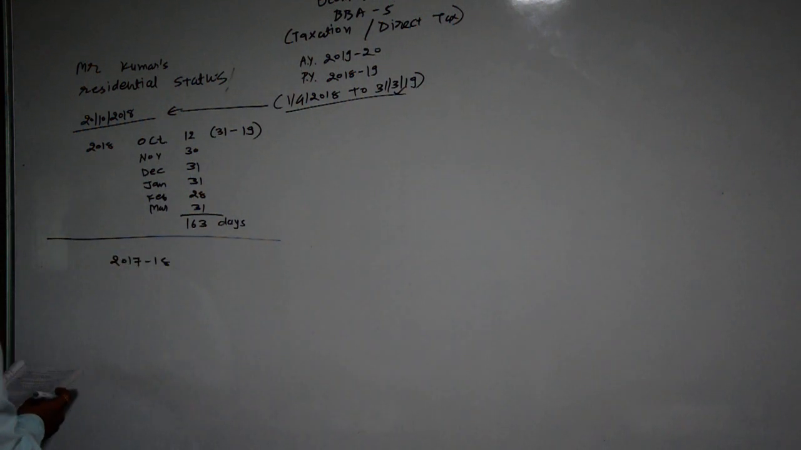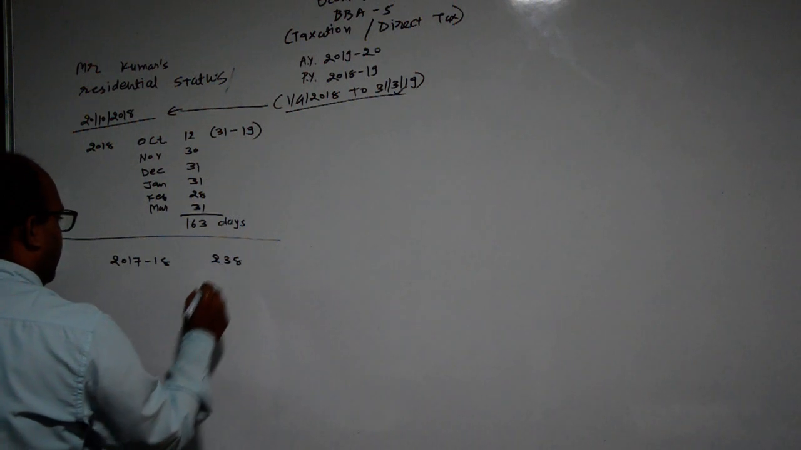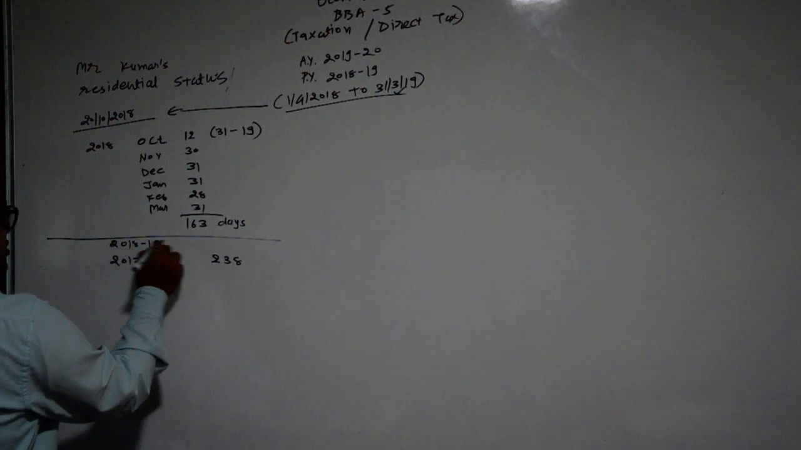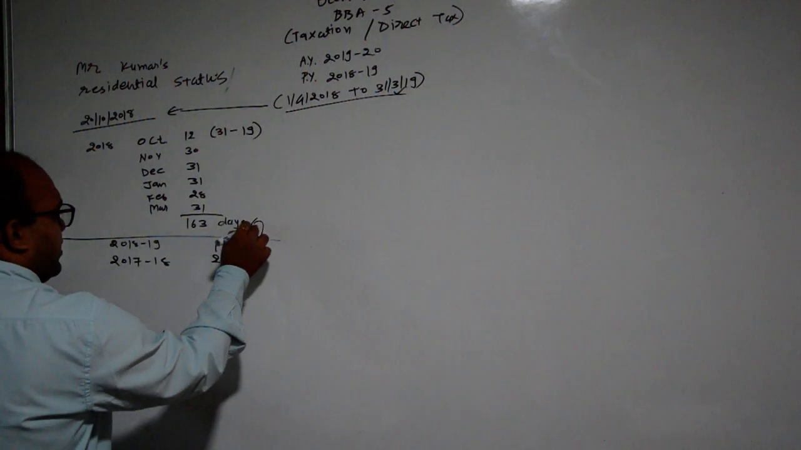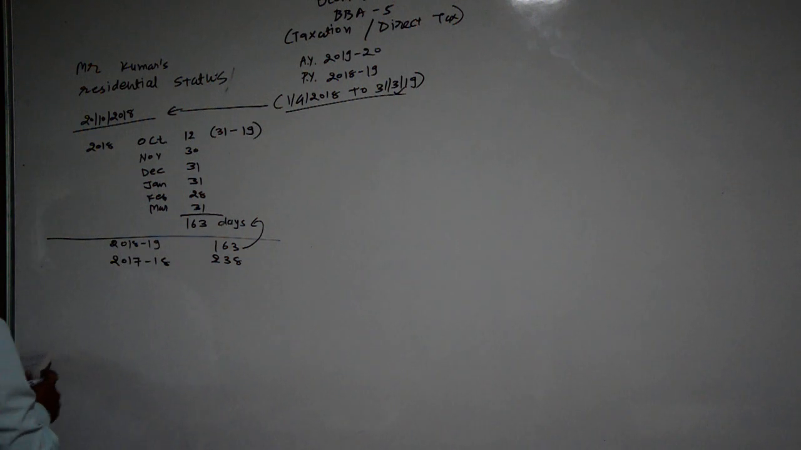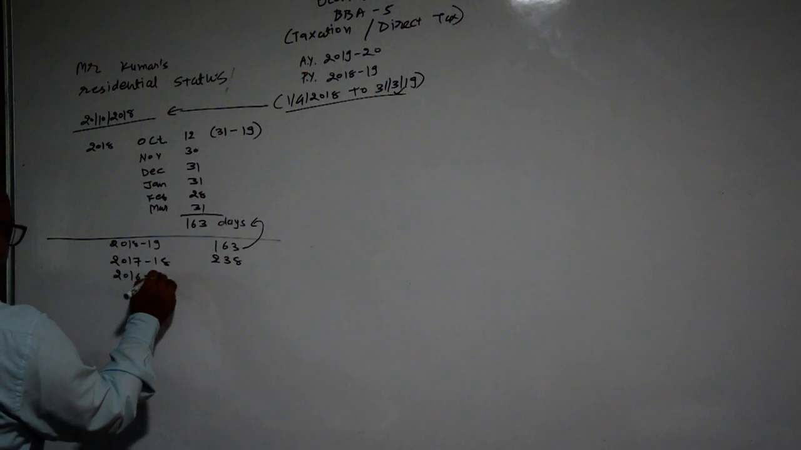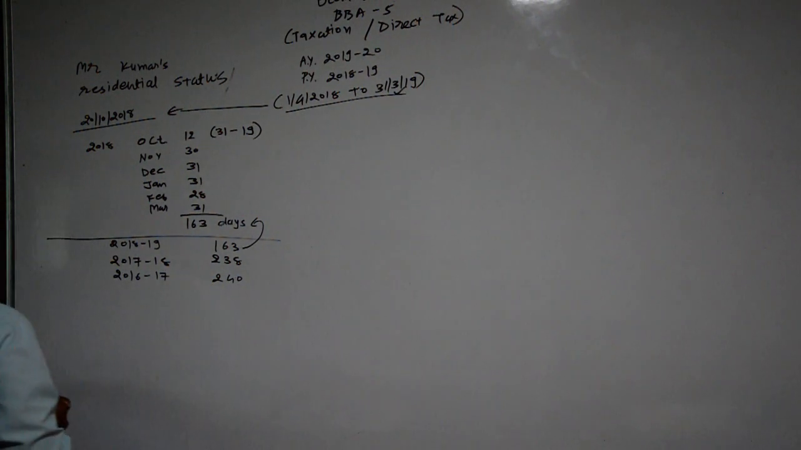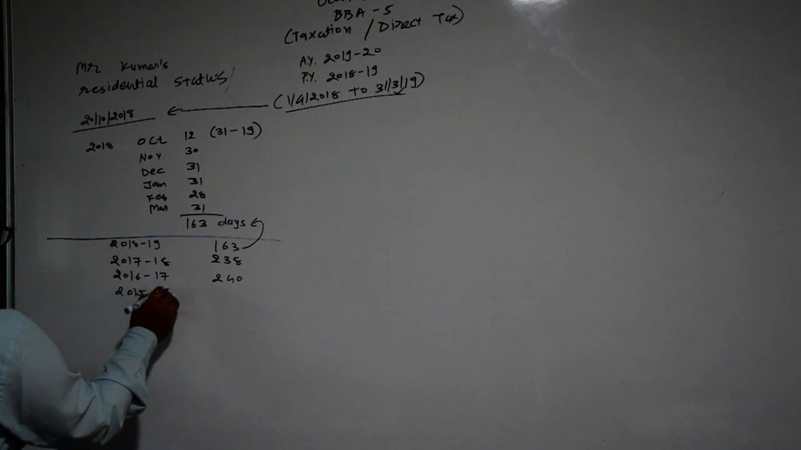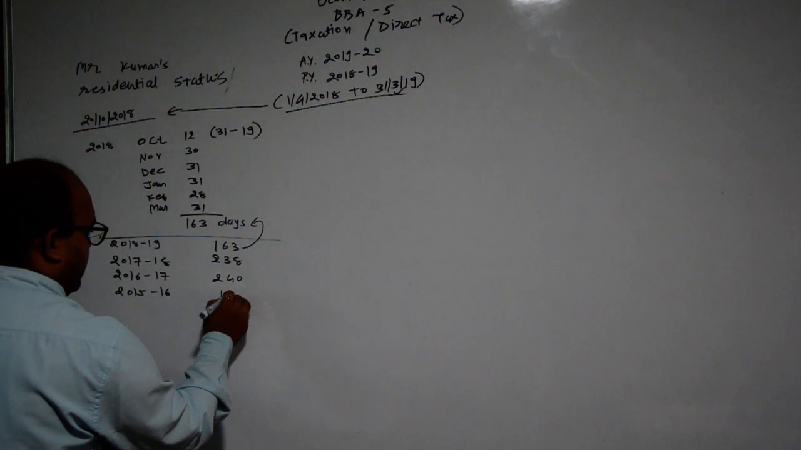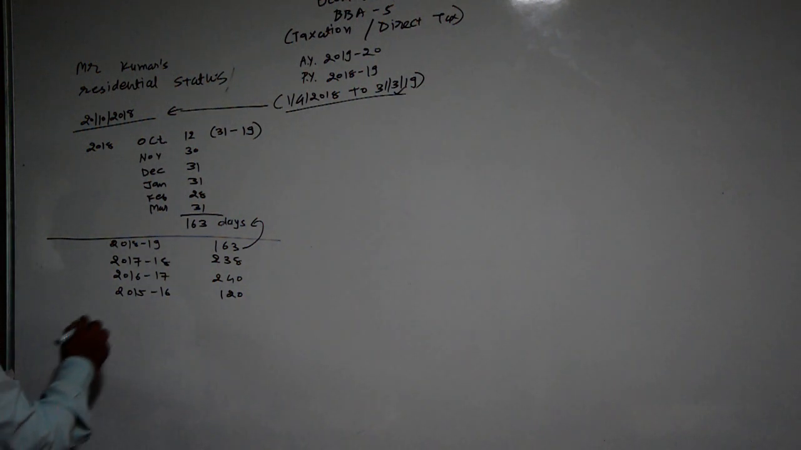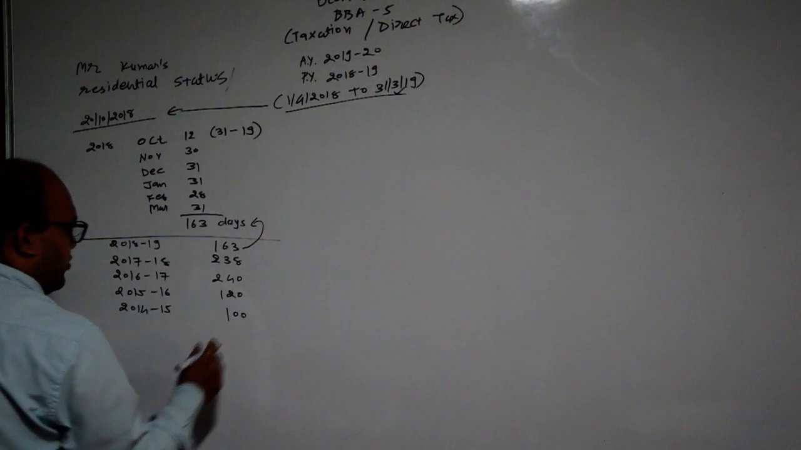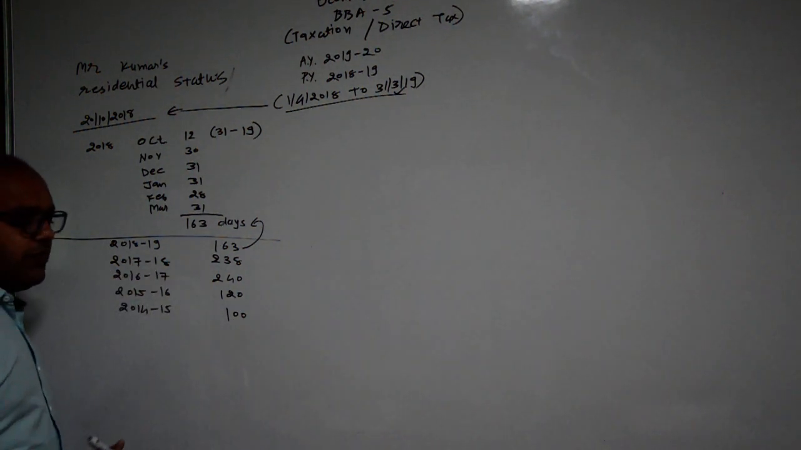Other information provided is for previous years. 2017-18, how many days? 238 days. 2018-19, how many days? 163, we have calculated that. 2016-17, it is 240 days. Then in 2015-16, the number of days is 120 days. And then 2014-15, the number of days is 100. So this information is provided to us.